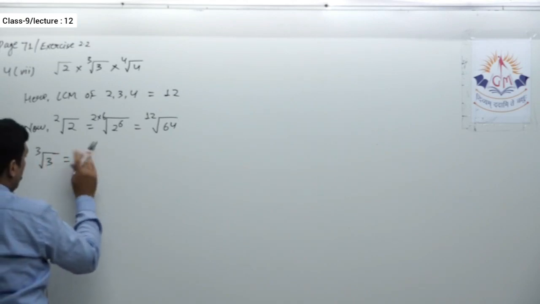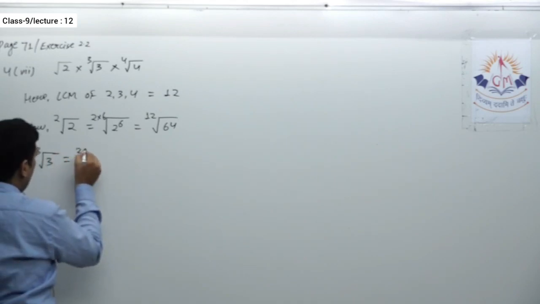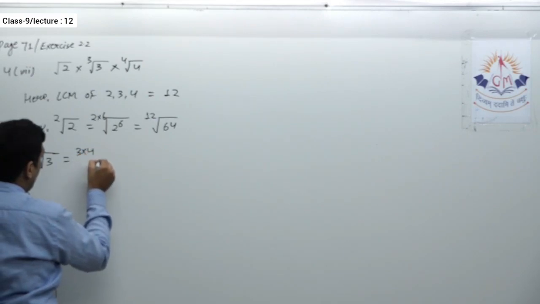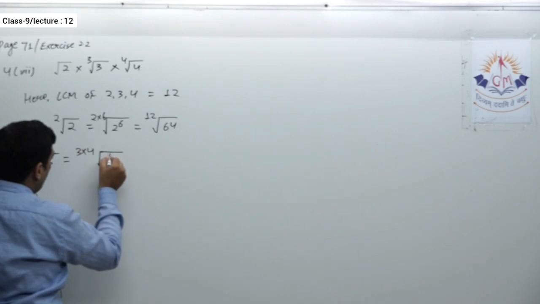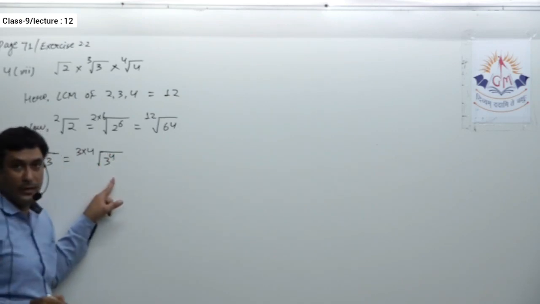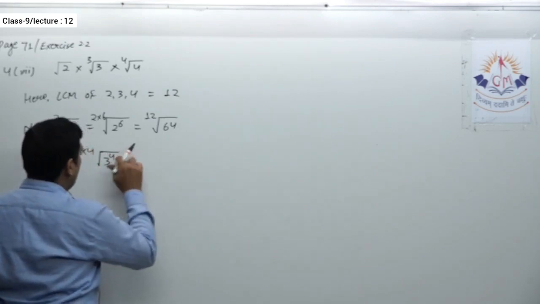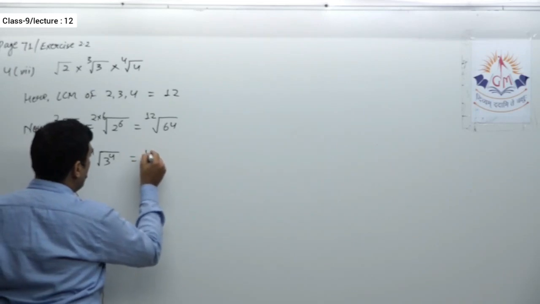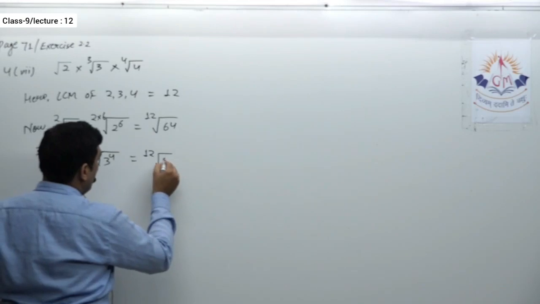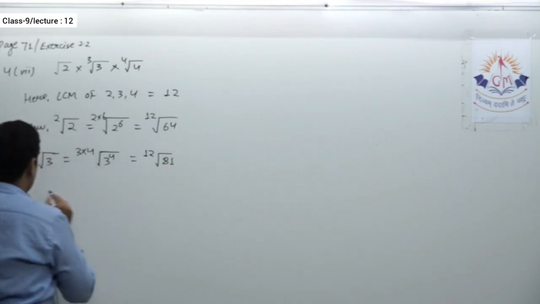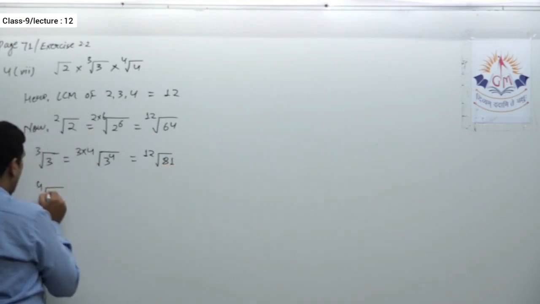Then third root of 3. So here the order is 3, and to make it 12, I need to multiply by 4. So this will become 3 raised to 4. As I multiplied by 4, I'll raise the power of the radicand by 4. So this gives me 12th root of 81.